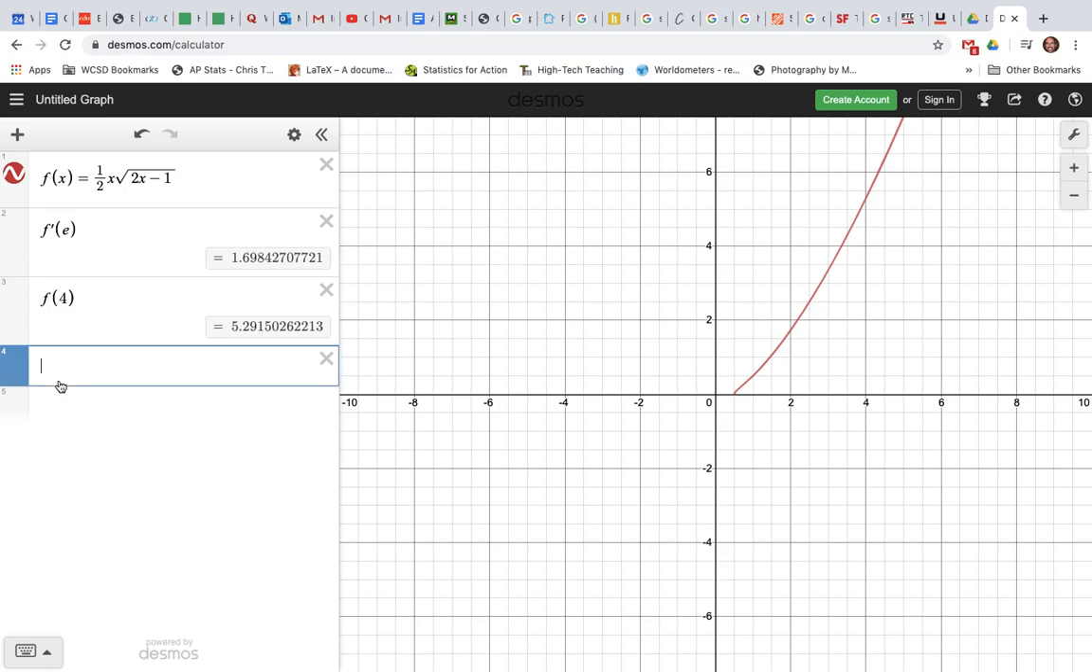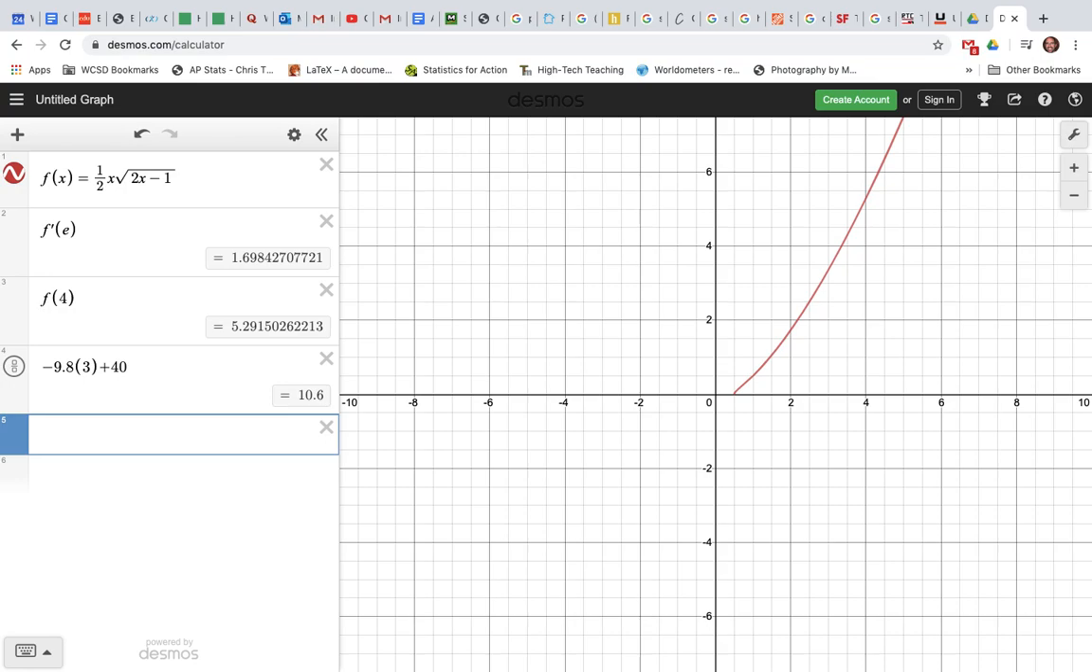I'm going to move on to good old Desmos, which can do that too. So negative 9.8 times 3 plus 40 gives me 10.6. Now here's the fun thing.